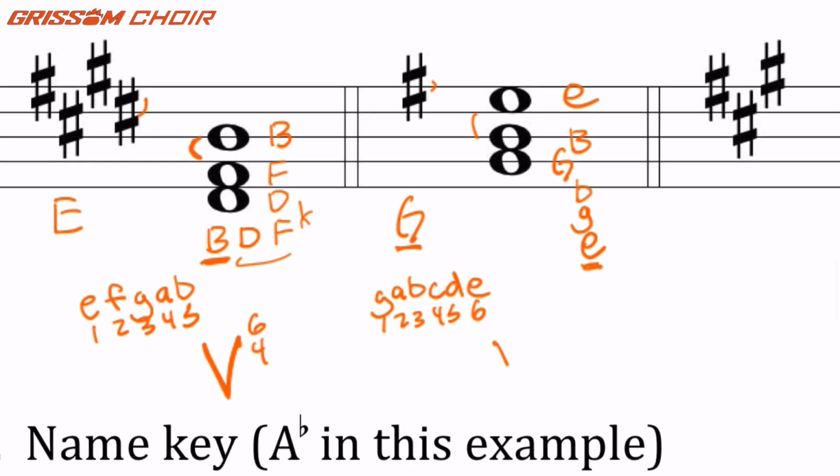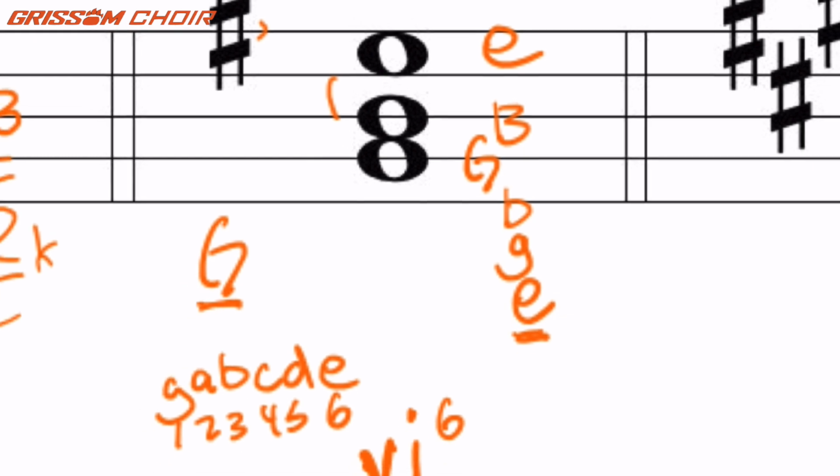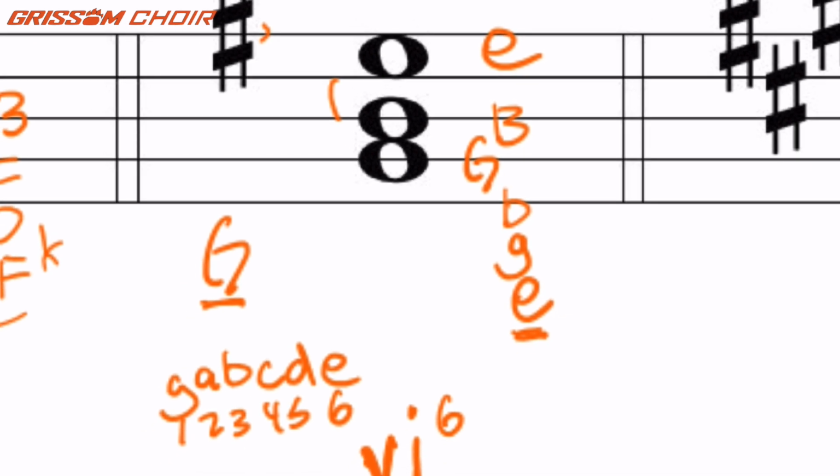This would be a chord that is built off of the 6th scale degree. Now we have to find the inversion. The inversion would be 6 because it is in first inversion and the G is on the bottom.